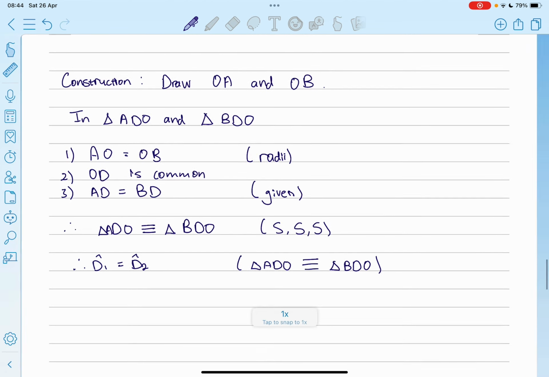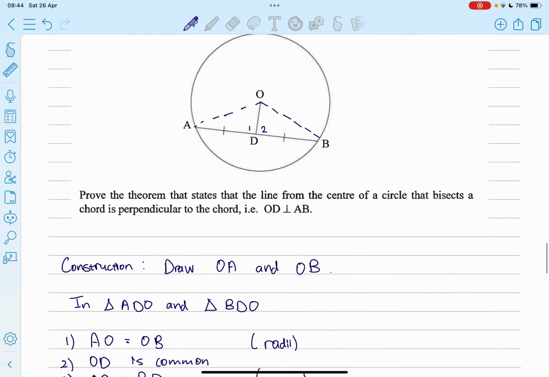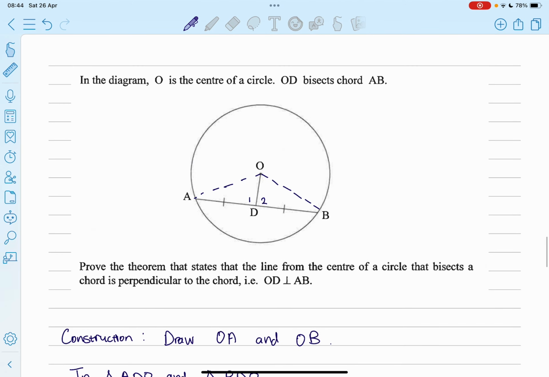So therefore, we have just proved that OD is perpendicular to AB, and our reason will be because they are angles on a straight line. And we know those add up to 180. Okay, and there you go. That's the proof.